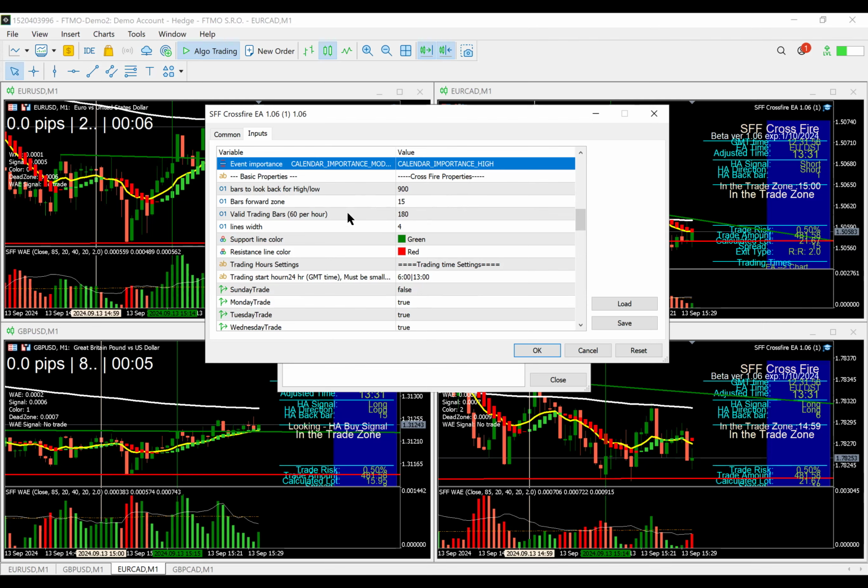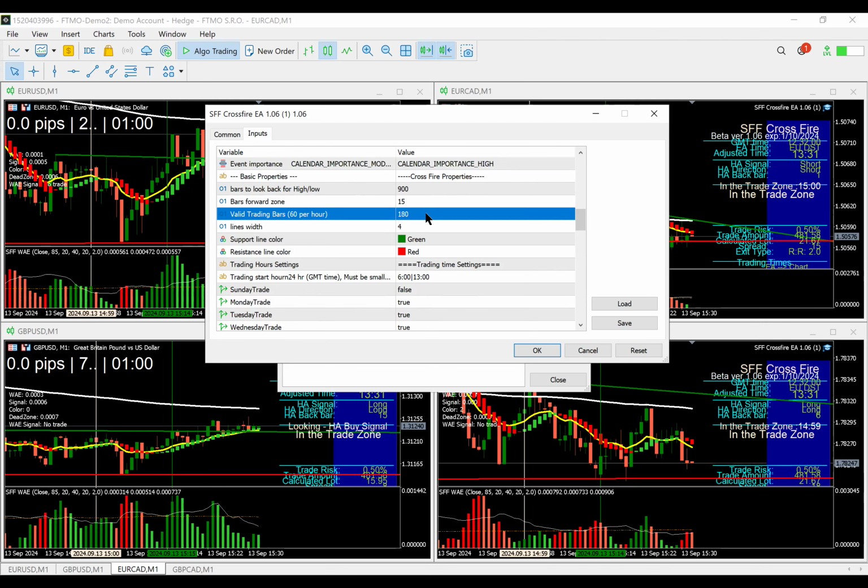The valid trading bars, this is how long to trade, because unlike some of the other trading assistants, you don't need to put the start and end time. You just need to put the start time. So this session started at 1300, and I like it to go on for 3 hours until 4 o'clock. So that's 3 times 60 is 180.